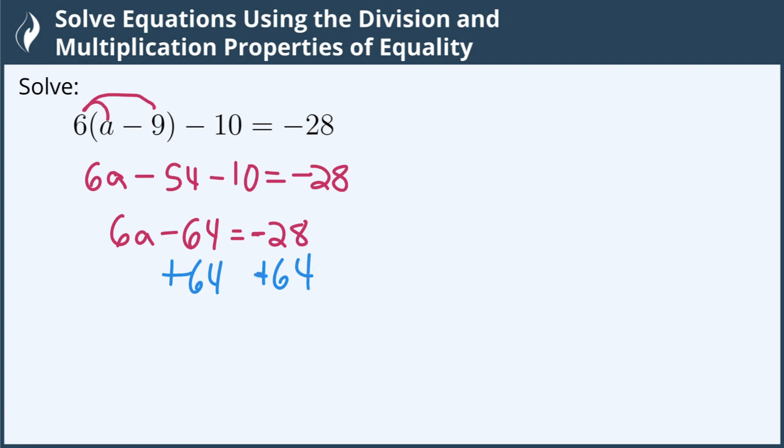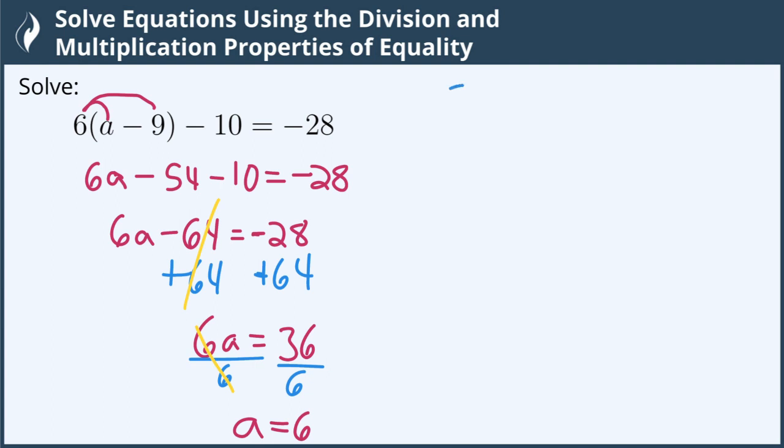Now, when I do that, I'm left with just 6a on the left side. And on the right side, negative 28 plus 64 comes out to be 36. Now, because I have 6a, which is really 6 times a, I can divide by 6 on both sides. When I do that, the 6 cancels on the left, and I have a equals 6 as my final answer.